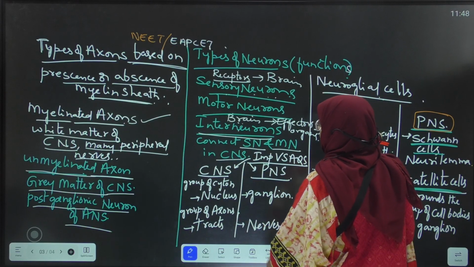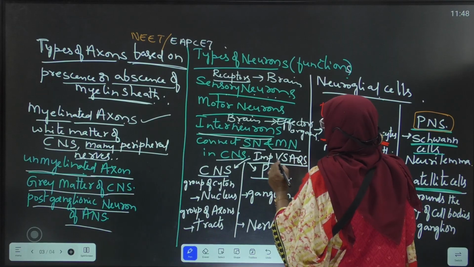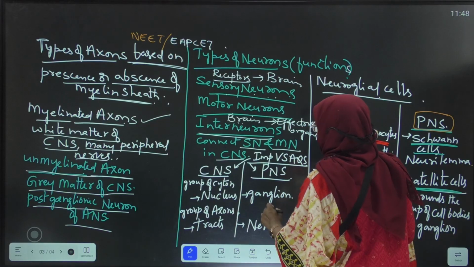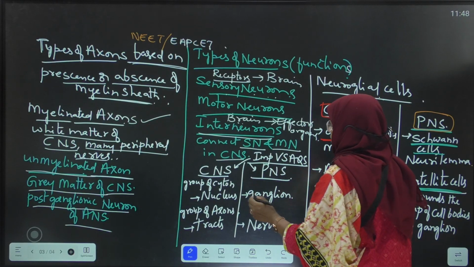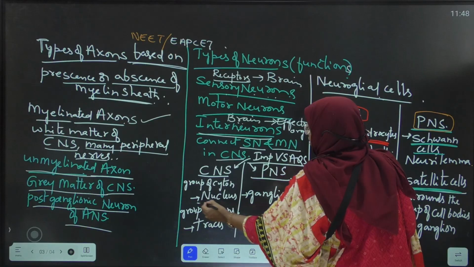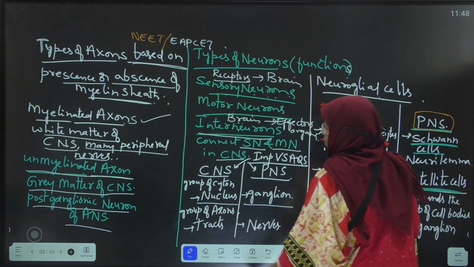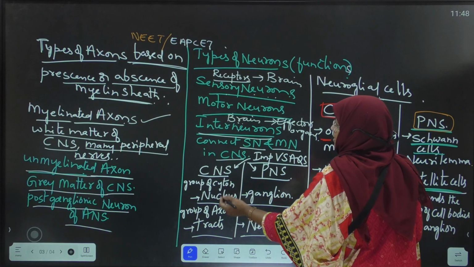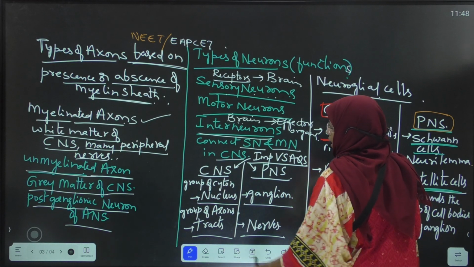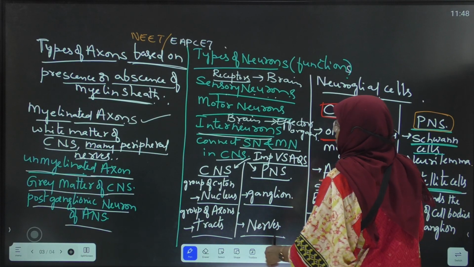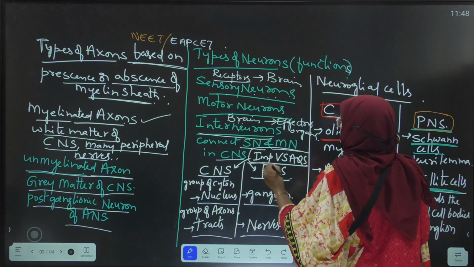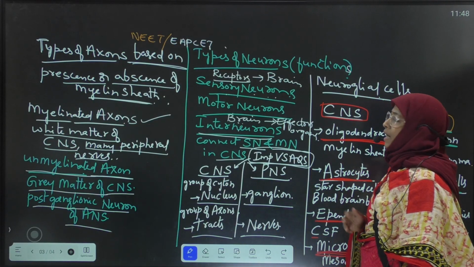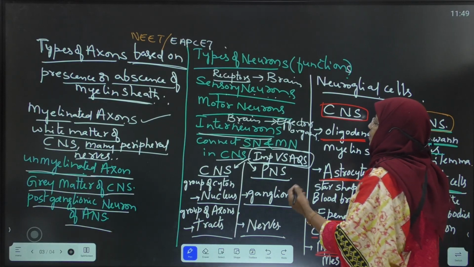Okay. Now we are going to discuss two VSAQs from this neuron topic. What is nucleus and what is ganglion? What is tract and what are nerves? Differences between nucleus and ganglion and differences between tracts and nerves. This is an important VSAQ. It is important for NEET, EPSET and also for 2 marks question for IP.